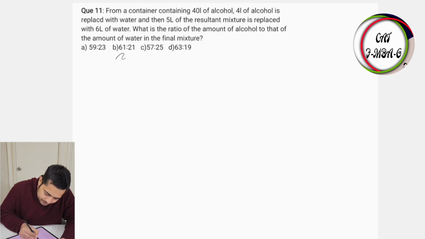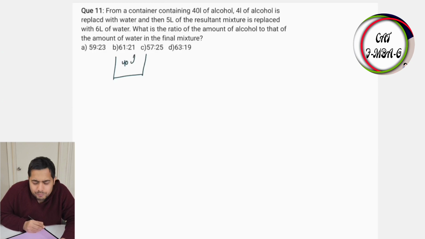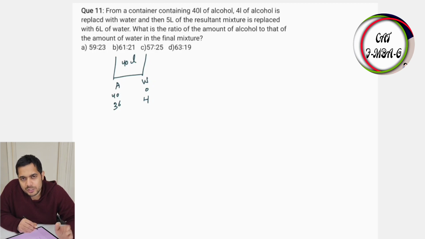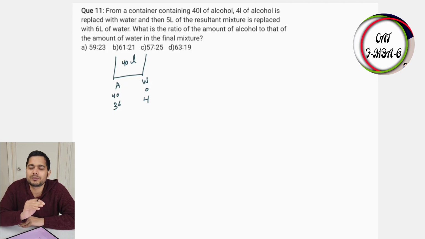A container is there. It contains 40 liters of alcohol. Perfect. 4 liters of alcohol is replaced with water. So it contains alcohol 40 and water 0. Now 4 liters of alcohol is replaced, so it becomes 36, and water becomes 4. Perfect, no issue. Then 5 liters of the resultant mixture is replaced with 6 liters of water. So now 5 liters of this mixture is taken out and 6 liters of water is mixed.